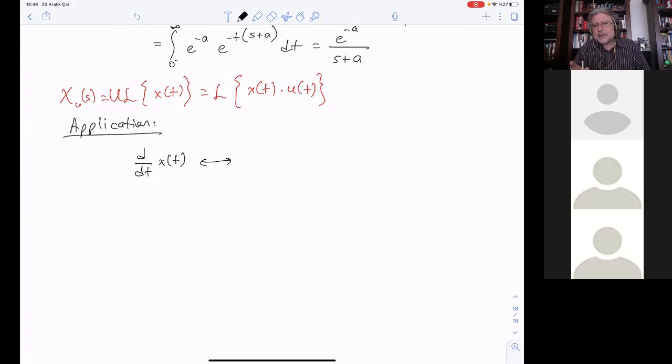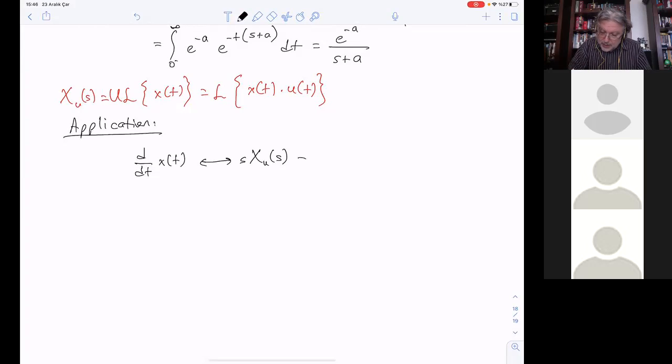But this time, we come up with something else. The time derivative: what was the Laplace transform of a derivative of a time-domain signal? It was s times X(s), right? It's the same here in the unilateral Laplace transform, of course.